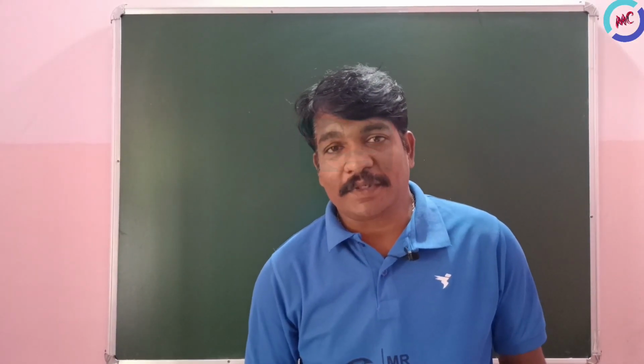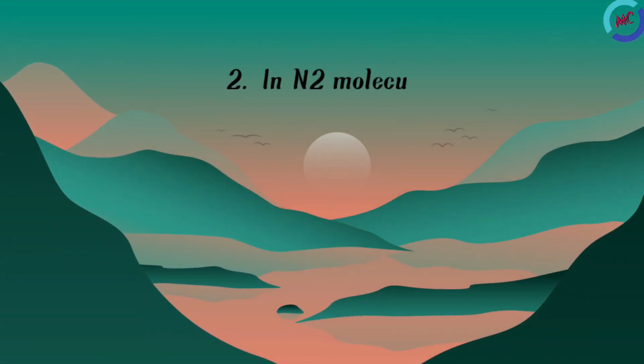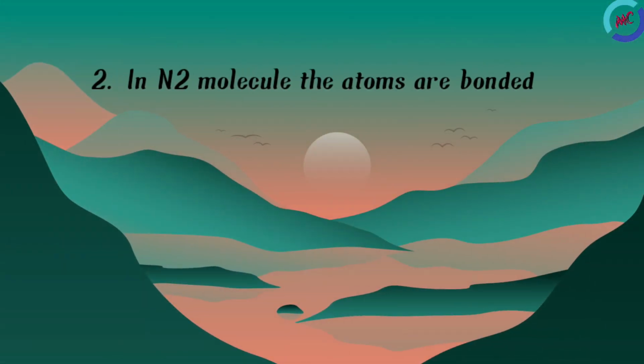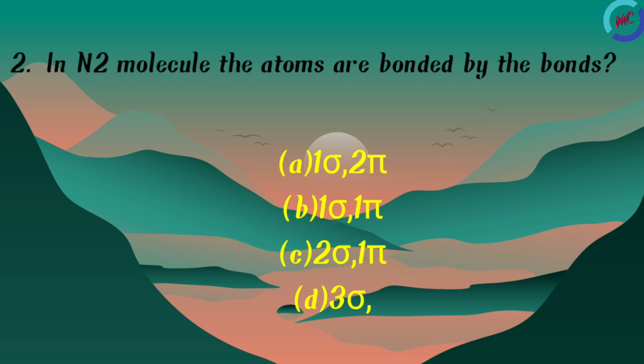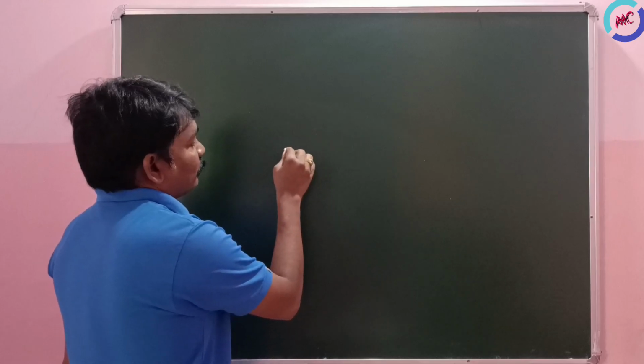We will check the second one. In a nitrogen molecule, the atoms are bonded by the bonds: option A, 1 sigma 2 pi, option B, 1 sigma 1 pi, option C, 2 sigma 1 pi, option D, 3 sigma 2 pi. What is a nitrogen molecule?